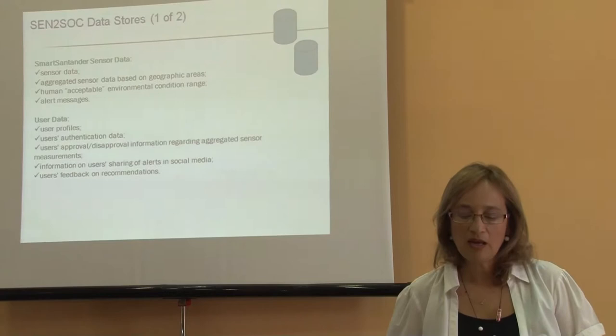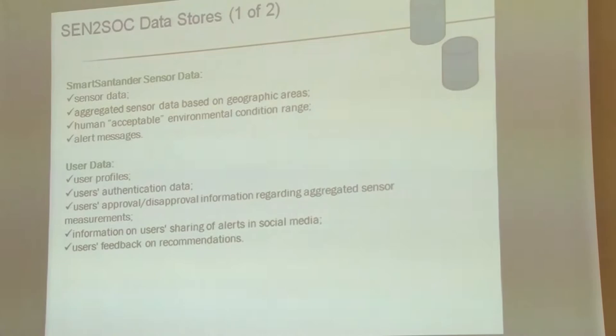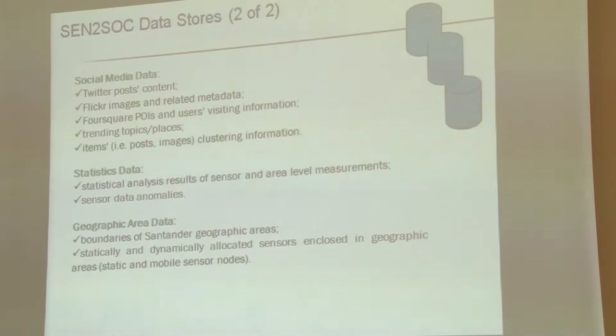Now, in terms of the data stores and how to store the data, we had several discussions on what is best, where to store the data, and what is the need. So we have several data stores, like the one for the sensor data, and the ones for the user data, where we keep user profiling, we have authentication, and we preserve all the anonymity constraints and all of the policies that are suggested. We have the social network APIs, like the Twitter API, Flickr API, and so on. We have the social media data, we have the statistics data, and we have the geographic areas data stores.